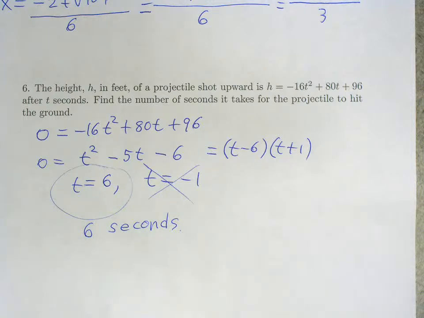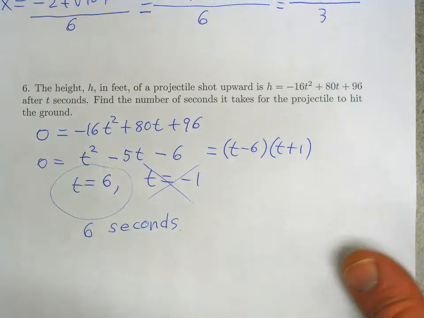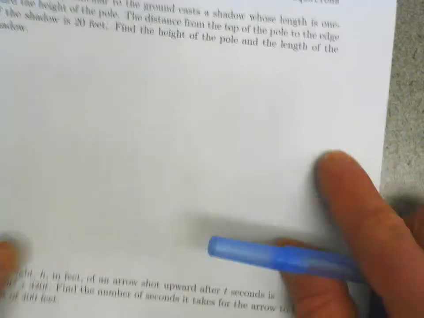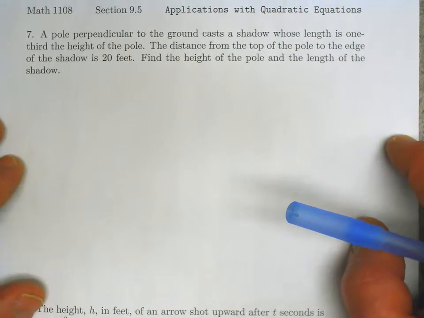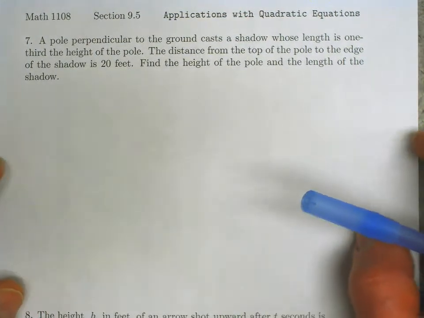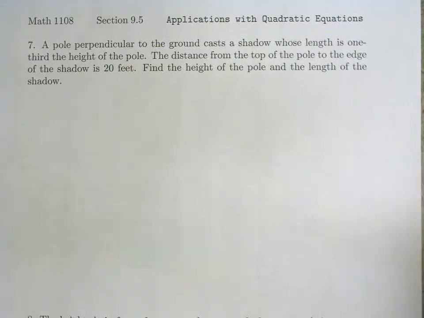Okay, we'll move on to the next problem, number 7. This one says a pole that is perpendicular to the ground casts a shadow whose length is 1/3 the height of the pole. The distance from the top of the pole to the edge of the shadow is 20 feet. Find the height of the pole and the length of the shadow.